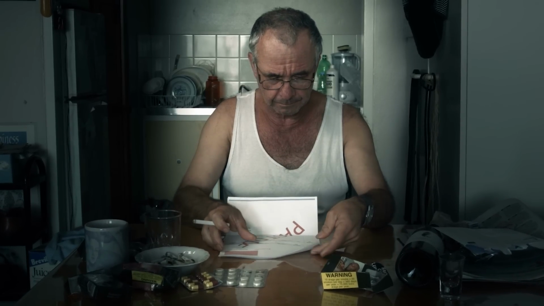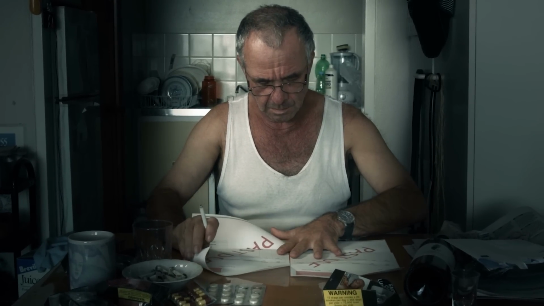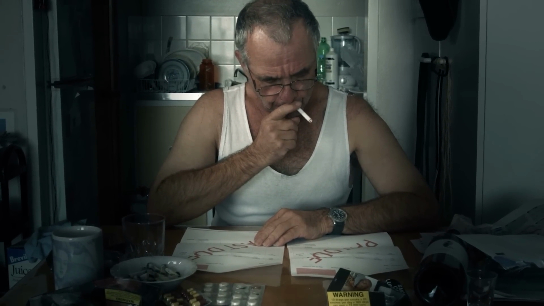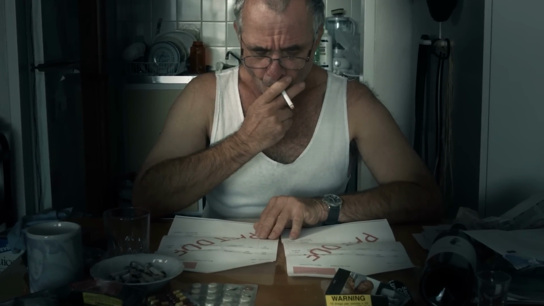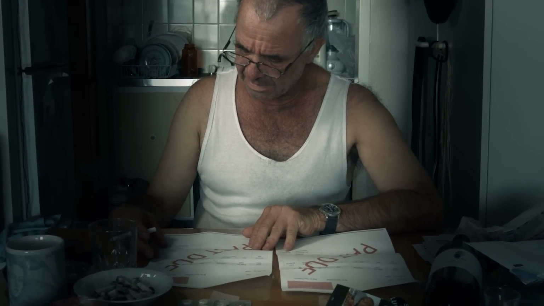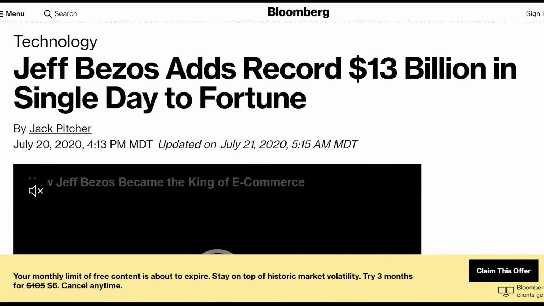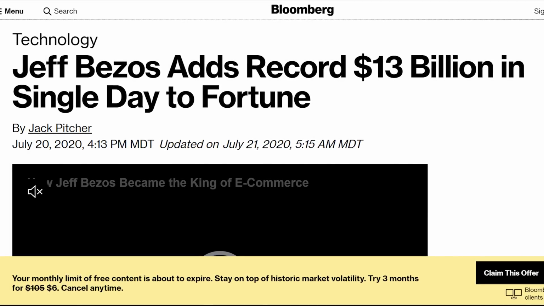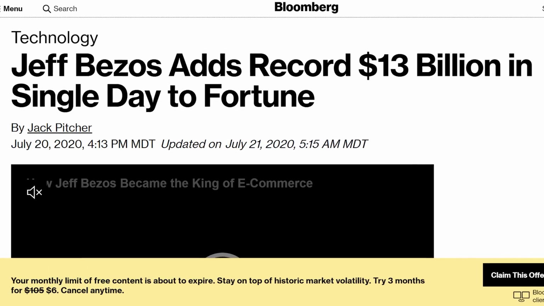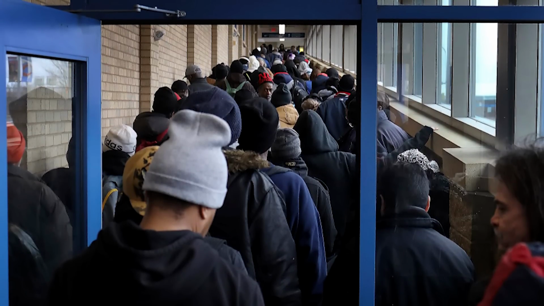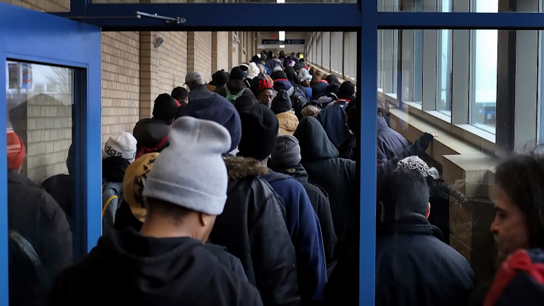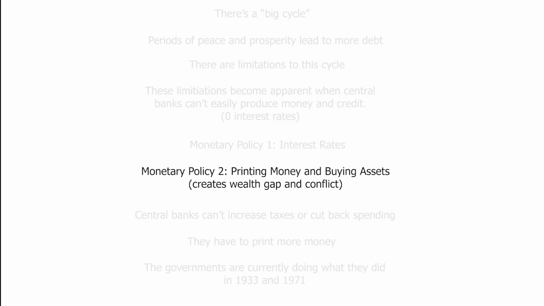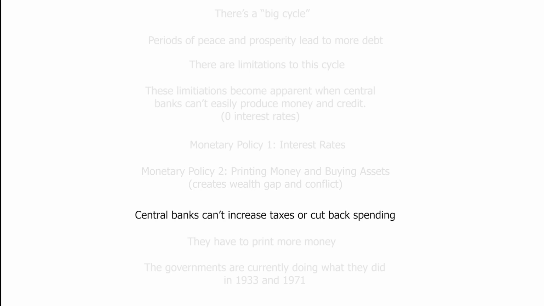What this also means is that the people who do not own stocks take no part in the stock market bailout, which means only the rich benefit while the poor get next to nothing for help, and they don't benefit at all. This is also how the billionaires have seen their net worth skyrocket from their companies' valuations growing in the market, while the poor line up for food, thus creating a K-shaped recovery and ultimately widening the wealth gap. This gap creates conflict between the classes, and if we experience another downturn in the economy, it will only continue accelerating. The next point is central banks can't increase taxes or cut back spending.